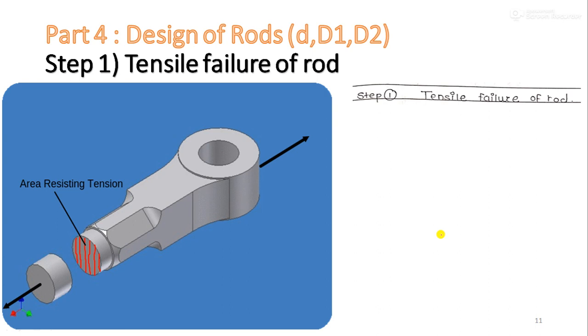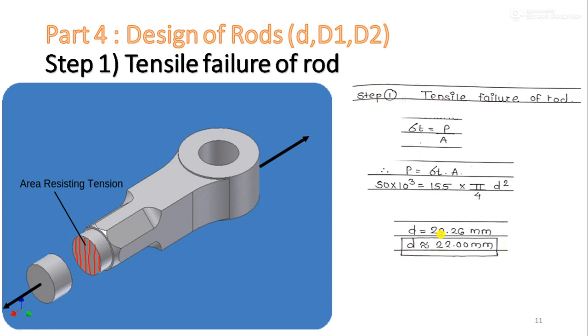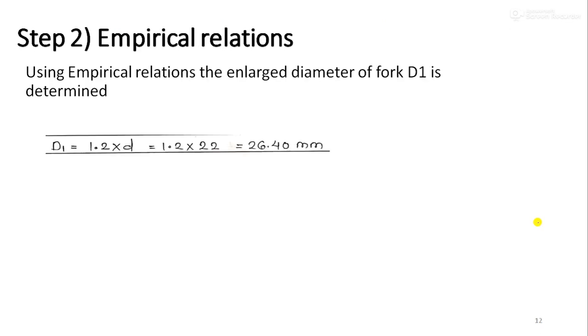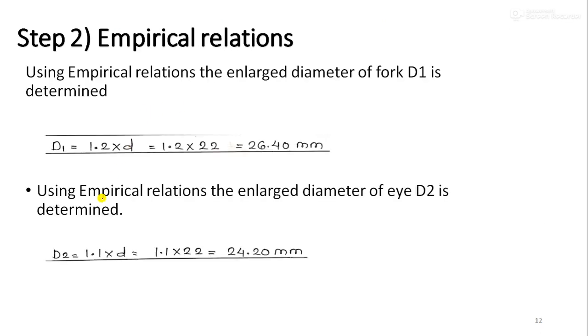Then we started with step 4, that is the design of rods D, D1 and D2. What is D? Diameter of rod, that is rod A as well as rod B, the rods connected to the fork end as well as the eye end. Finally we got D equal to 22.0 mm. Then using empirical relations we calculated capital D1 and capital D2. These empirical relations are mentioned in the diagram available at page 7.139. I am repeating again and again, page 7.139. So D1 and D2 are the enlarged diameter of fork and enlarged diameter of eye.